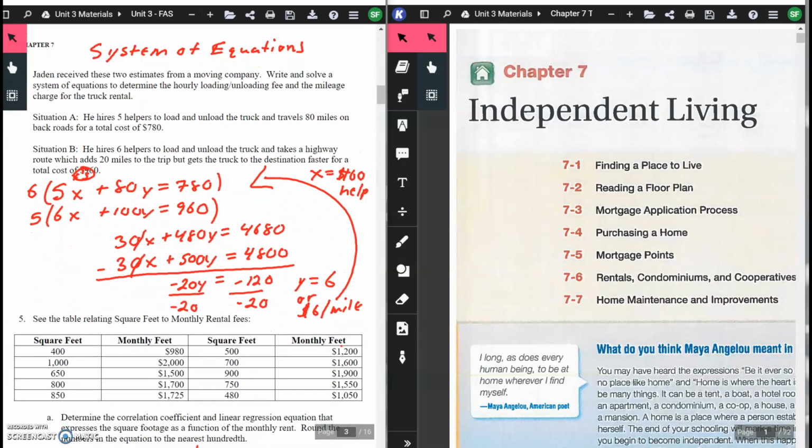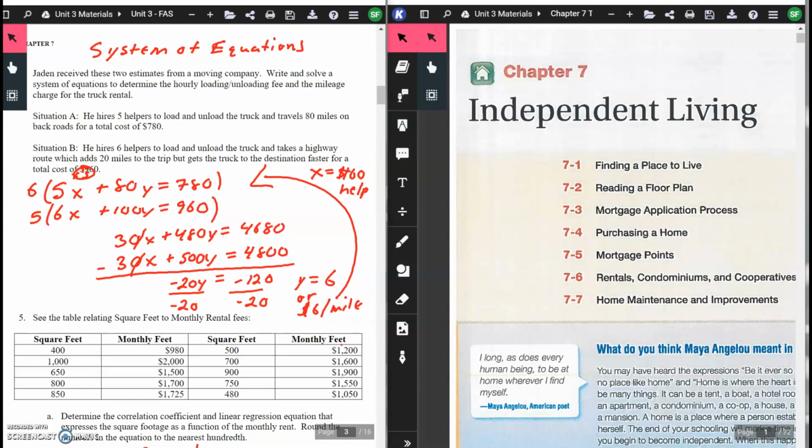Number 4, Jane received these two estimates from a moving company. Write and solve a system of equations to determine the hourly loading and unloading fee and the mileage charge. Situation A: he hires 5 helpers to load and unload the truck and travels 80 miles back on back roads for a total cost of $780. B: 6 helpers to load and unload, 20 more miles on the trip for a faster way, for $960.